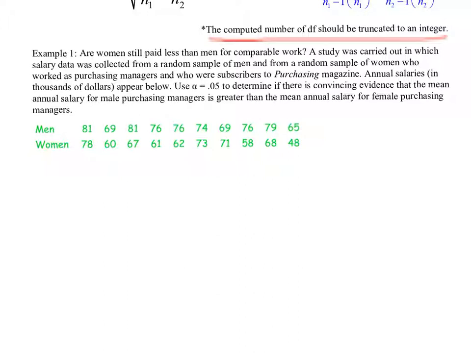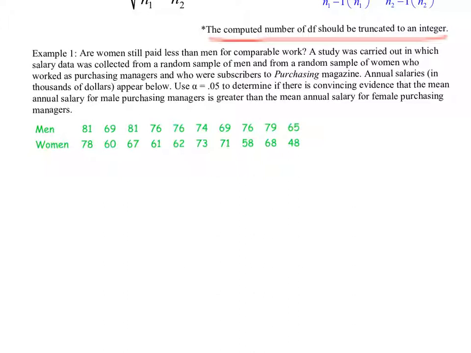Okay, in example 1, there's a question, are women still paid less for comparable work? A study was carried out. They took a random sample of men and a random sample of women who worked as purchasing managers. They tell us to use alpha equals 0.05. Is there convincing evidence that the mean annual salary for male purchasing managers is greater than the mean annual salary for female purchasing managers? So we'll start with the hypotheses.